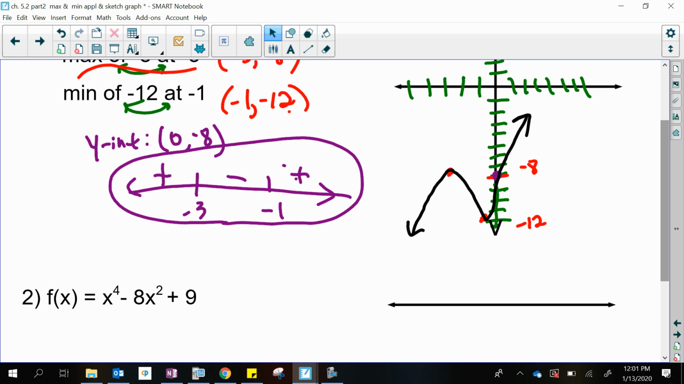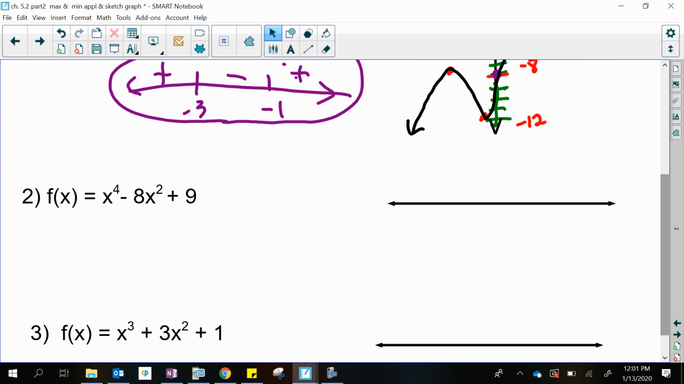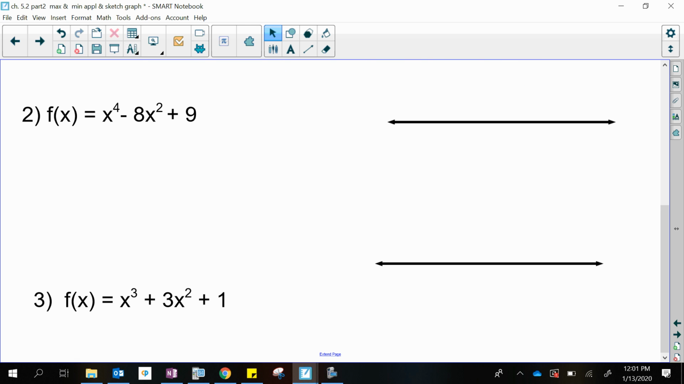Make sense? So your min and your max give you some points, and then your number line tells you the direction your function should be moving. Okay? So what I want you guys to do is go ahead on these next two and treat it just like your homework, find the mins and the maxes, and we're going to try to sketch this graph.